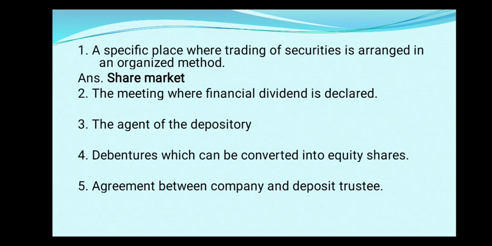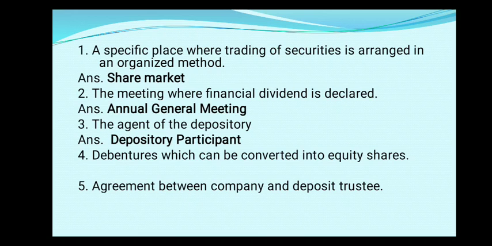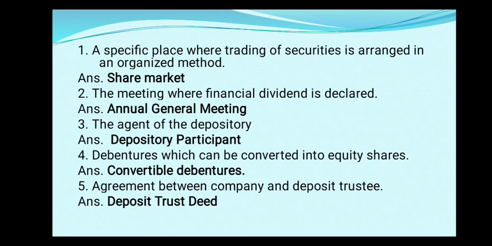Second sentence is, the meeting where financial dividend is declared. Which meeting? Annual general meeting. Next, the agent of the depository. Who is the agent? Depository participant. Then, debentures which can be converted into equity shares: convertible debentures. Next, agreement between company and deposit trustee. Answer is deposit trust deed.